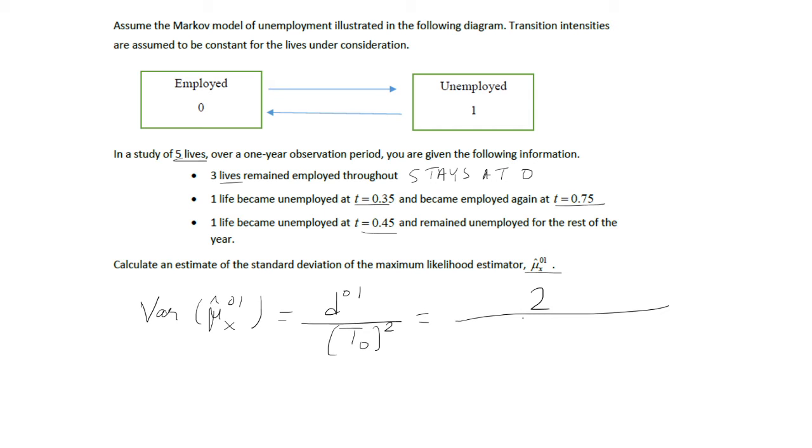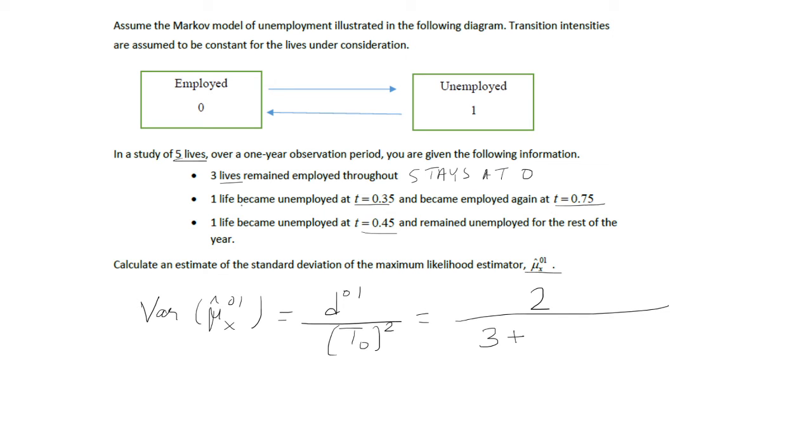Now for the number of exposures in state 0, what we're looking for is how long did the lives remain in state 0. In the first bullet point, 3 lives remained employed throughout the year. So that's going to be 1 year for each of these 3 people, or 3 lives. So the number of exposure there is 3.